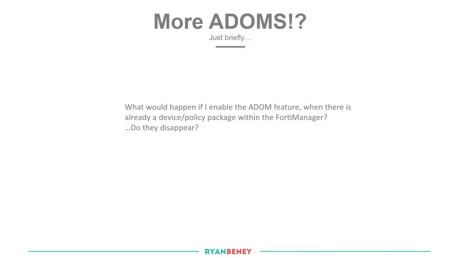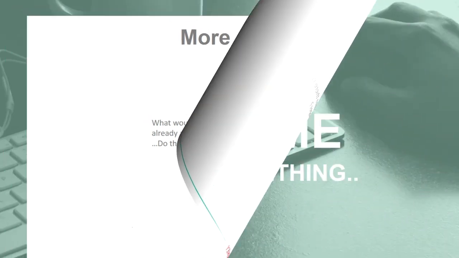Now before I dive in to the policy and objects, there was a question that was asked on one of the videos, and it was a valid question, and I think that we should explore this together. The question was, what would happen if I enable the add-on feature when there is already a device or policy package, maybe both, within the FortiManager? Do they disappear? So what I've done is I've gone ahead and I've actually popped a FortiGate inside the FortiManager and imported some policies, and we're going to actually turn on the add-on feature within the FortiManager and we'll see what happens.